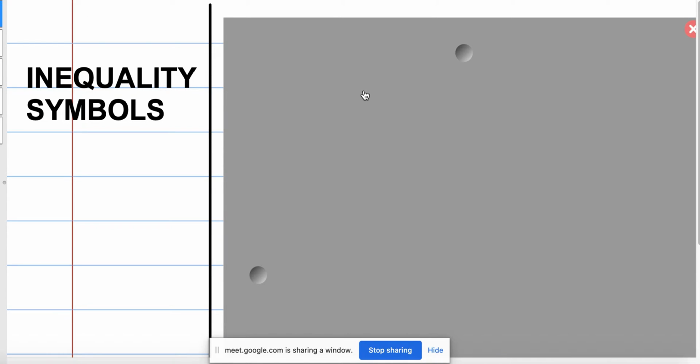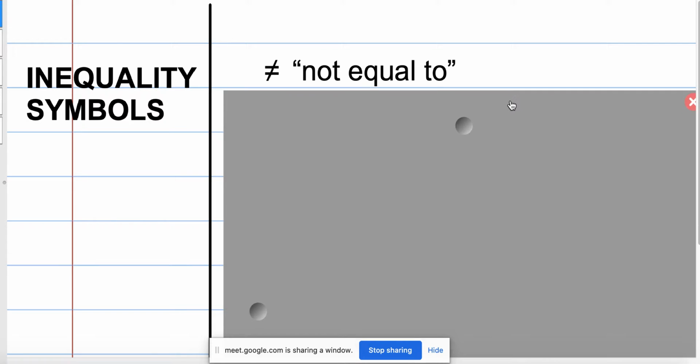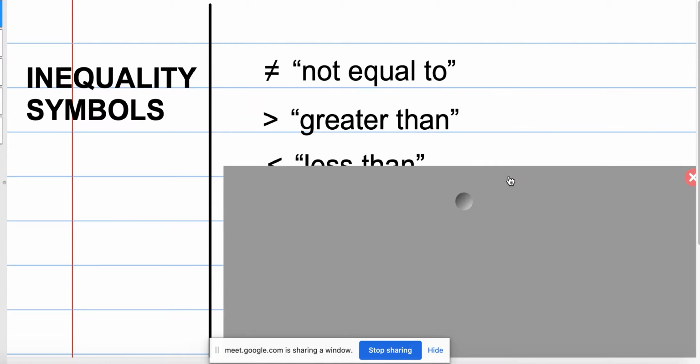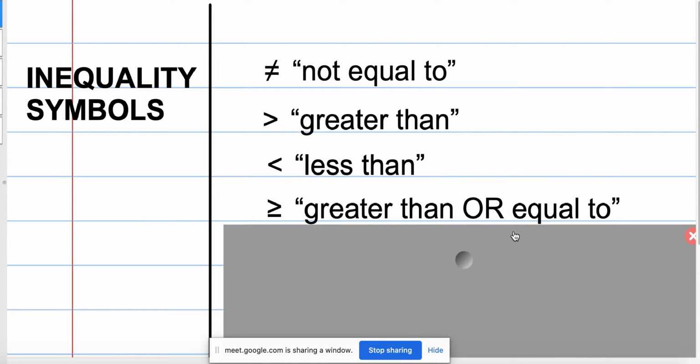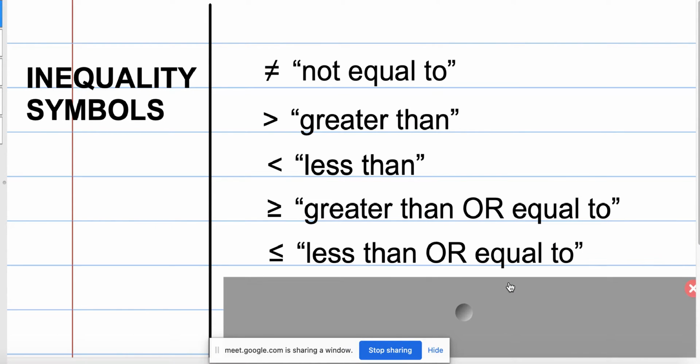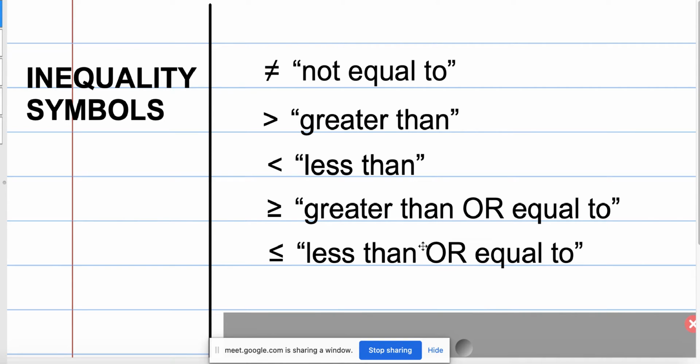So the inequality symbols I want you to know are these: not equal to, greater than, less than. When you add a line underneath them, it means greater than or equal to, or less than or equal to. Make sure you have those in your notebook.